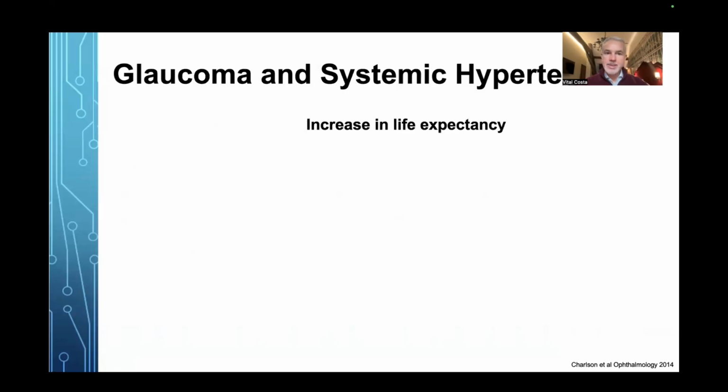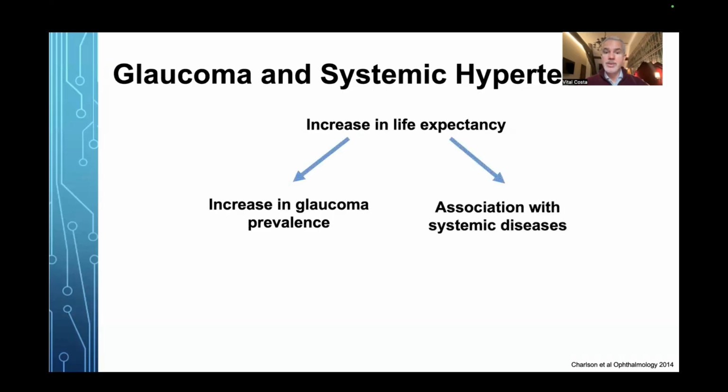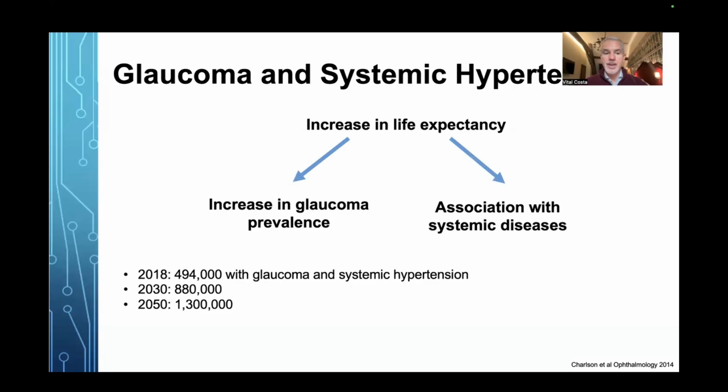What is the problem we're having right now? There's an intense relationship between glaucoma and systemic hypertension. There's an increase in life expectancy, so that will lead to an increase in glaucoma prevalence and also an association with systemic diseases, including systemic hypertension. In 2018, there were approximately 500,000 patients with glaucoma and systemic hypertension in the United States. In 2030, this number is supposed to increase to 880,000. And finally, in 2050, this number will increase to 1,300,000 people with both glaucoma and systemic hypertension.